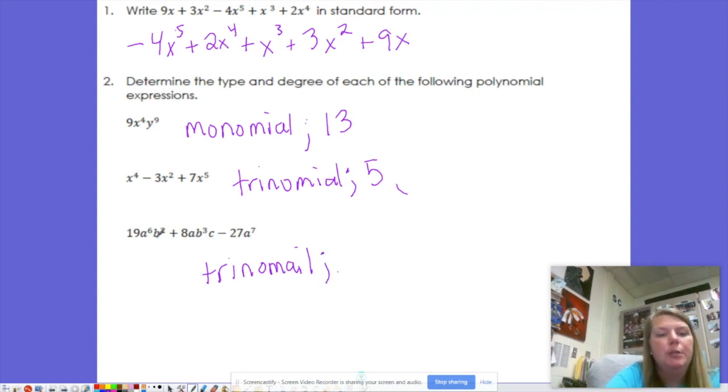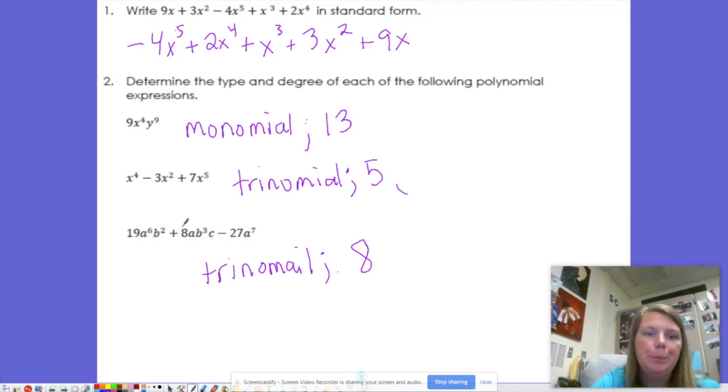Together. So our first term, 6 and 2, would give us a degree 8. We have the second one, that would be 5, and the last one would be a 7. So this is actually a degree 8 polynomial.